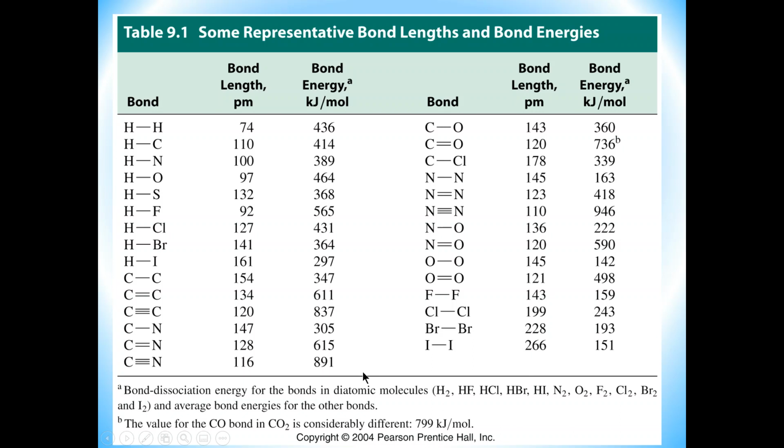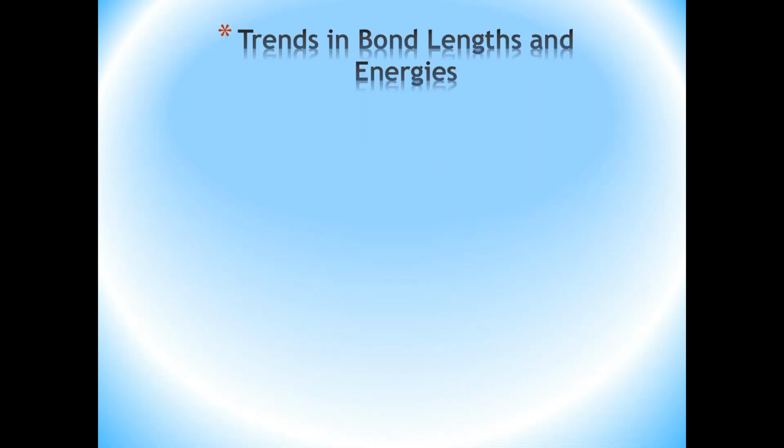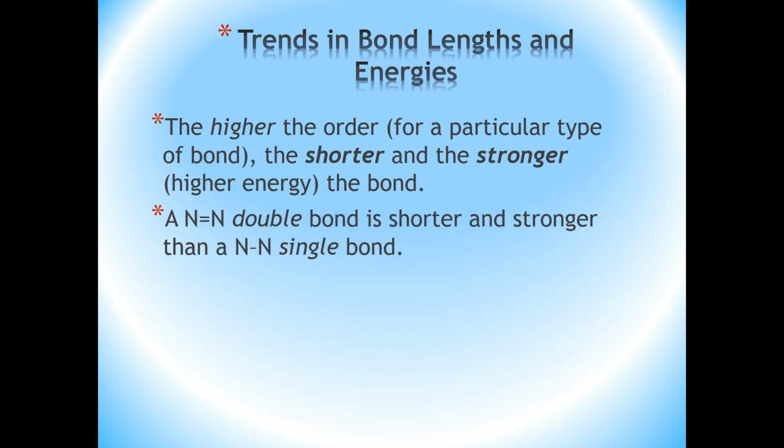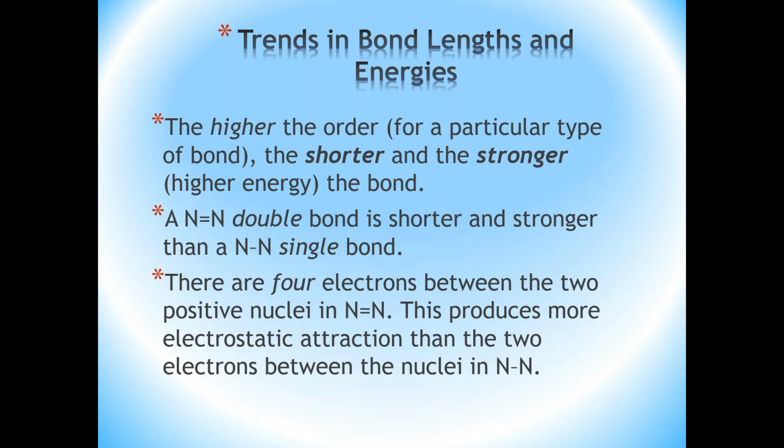Those are some trends that you'll observe when looking at the variation of bond lengths and bond energies compared to other factors such as the size of the atom and the multiplicity of the bonds. This is just a summary of what I just mentioned. The higher the order, the shorter and stronger the bond in terms of energy. A nitrogen to nitrogen double bond is shorter and stronger than a nitrogen to nitrogen single bond. The reason is purely electrostatic. If more electrons are shared between two atoms, there'll be a stronger electrostatic attraction between the respective nuclei and the shared electrons, and therefore the bond will be shorter and stronger.